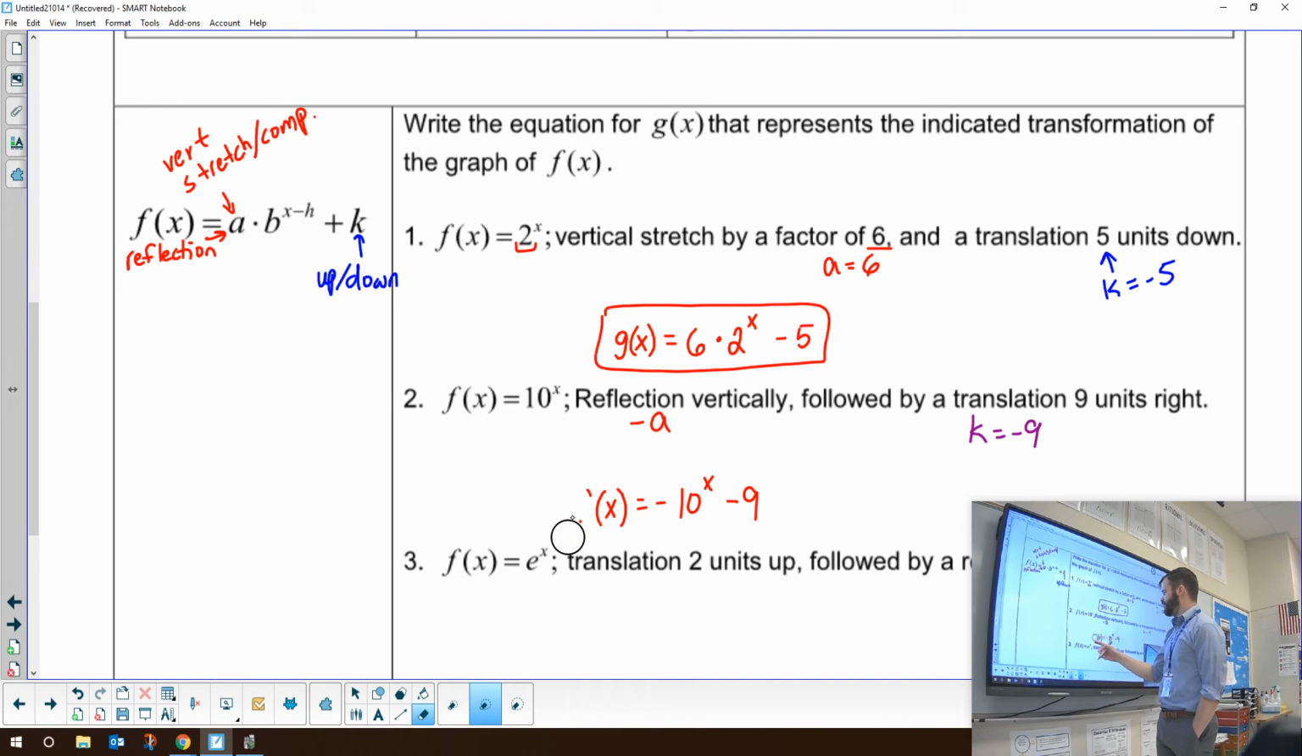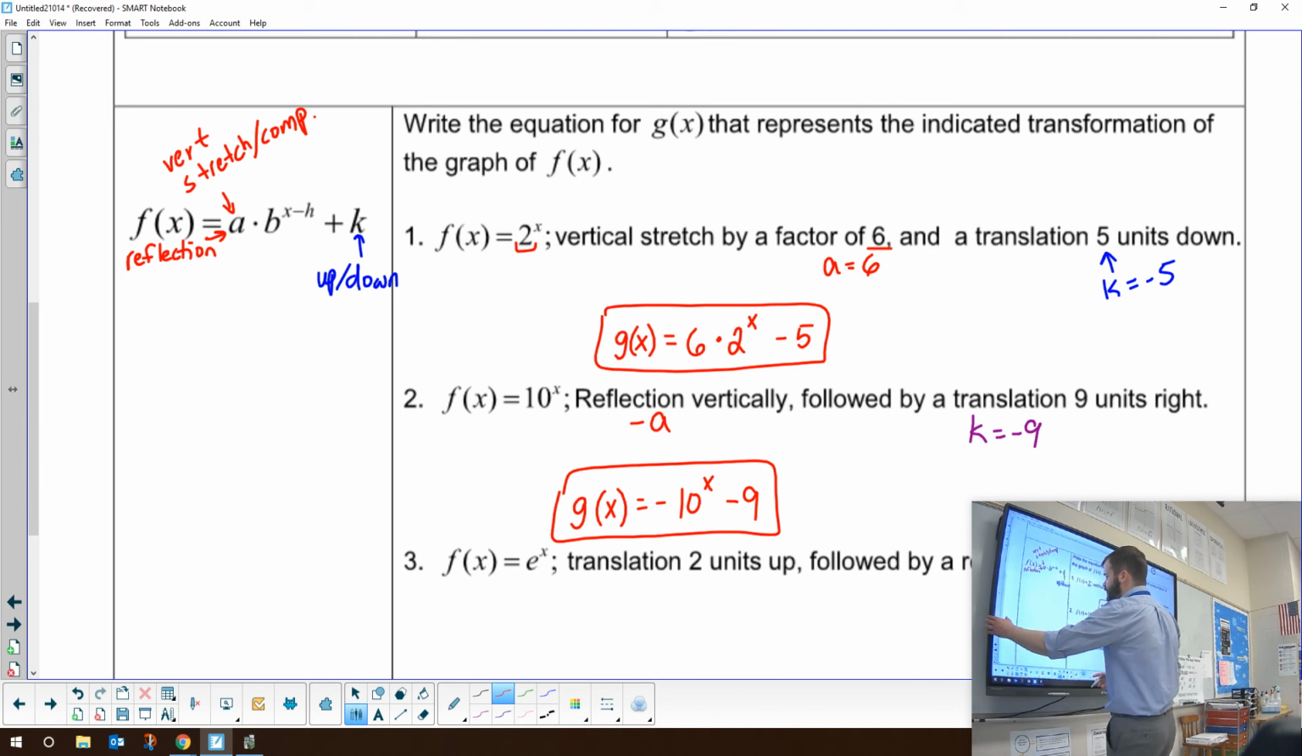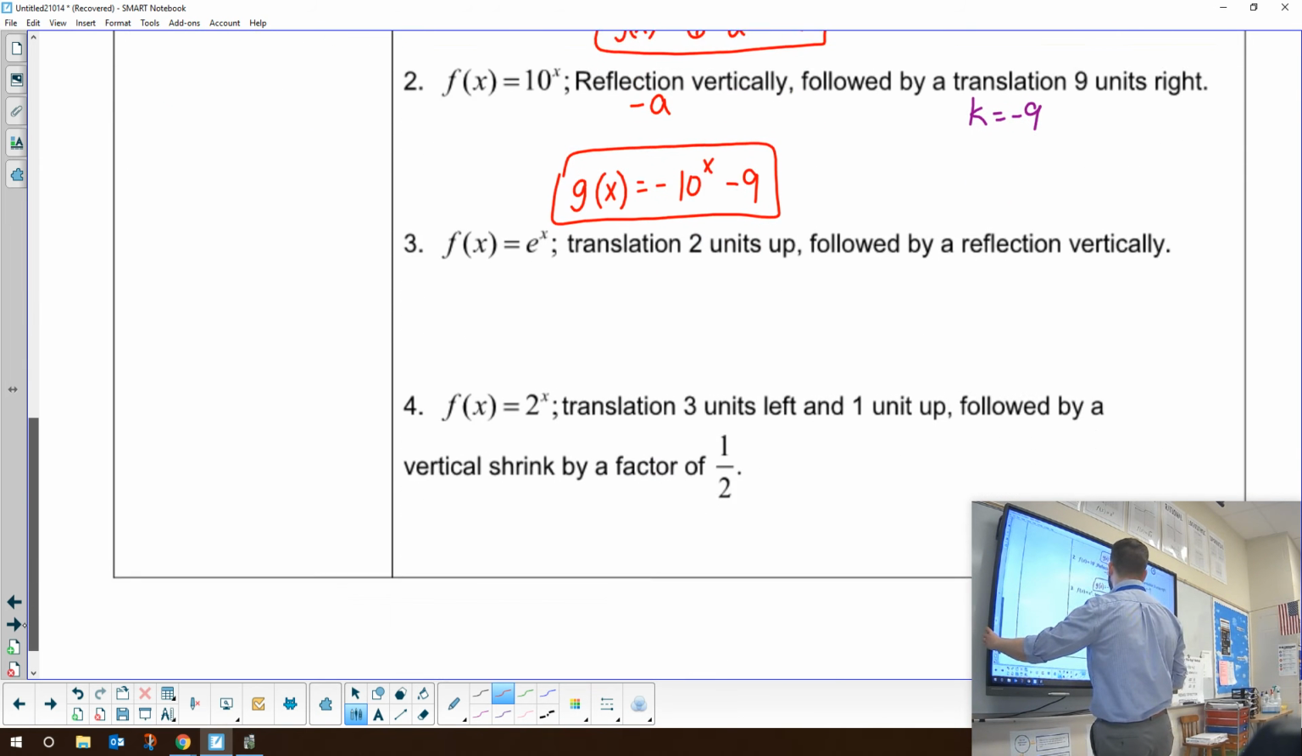It doesn't really matter, but I do want to be specific and say that this should be g of x, because we're writing a new equation. All right, take a look at number 3 and number 4 with me, please.